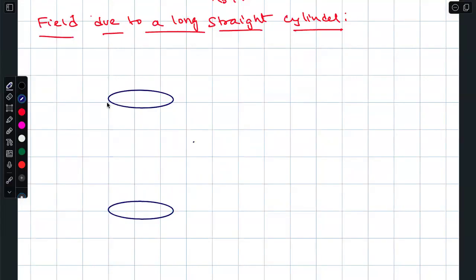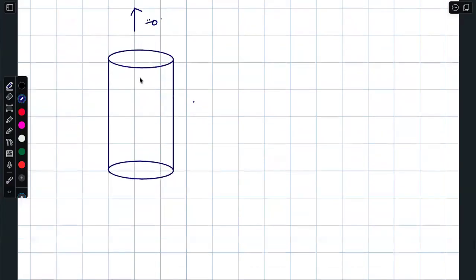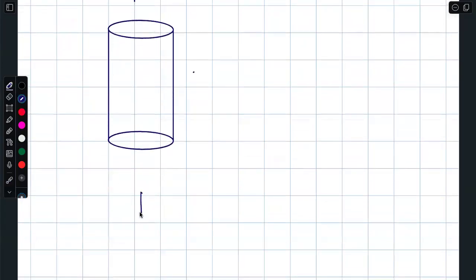Now you can see this is a long cylinder. Only some portion I am just showing. Don't think that it is only this much because I drew it short. It's a long cylinder. It's long to infinite. To infinite.